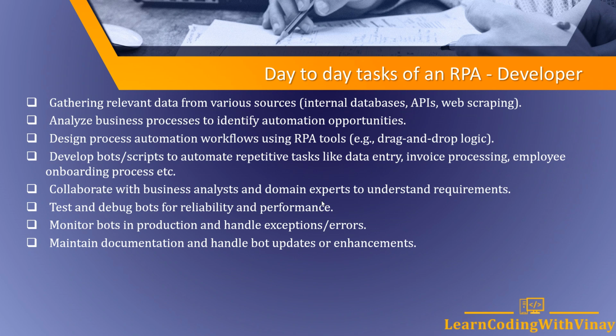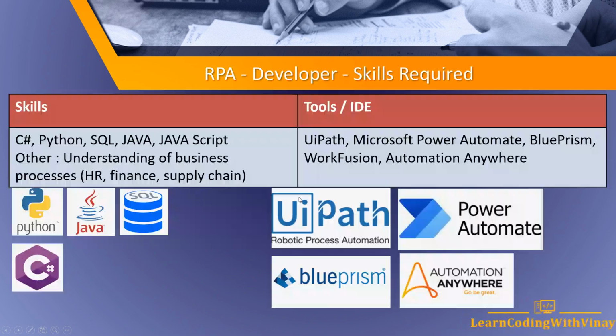The next one is to monitor bots in production and handle exceptions and errors. Again, maintain documentation about whatever RPA tool you are using and whatever automation you are developing. Make good documentation so another person can also understand and at least start learning and supporting the application. Let me go to the next slide, where we will see what automation tools are available and what an RPA guy should learn.